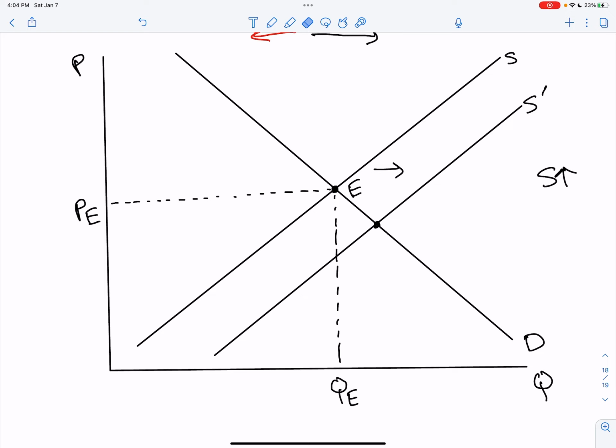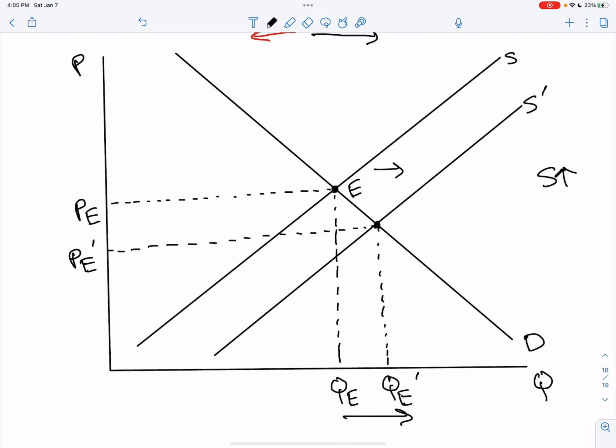We've got our new equilibrium point. New equilibrium quantity and new equilibrium price. Okay, so what do we find? Well, we find that our quantity has increased and our price has decreased. So price goes down, quantity goes up.